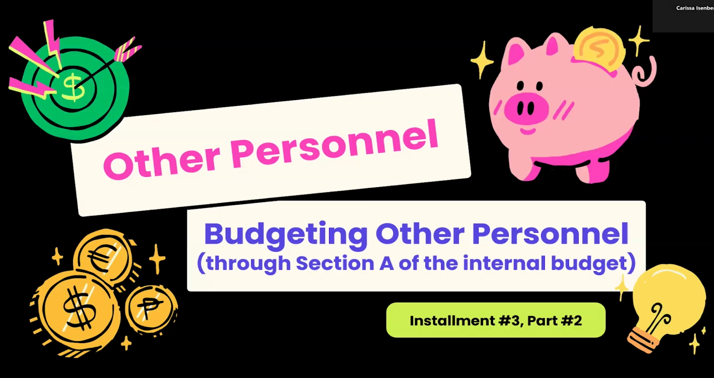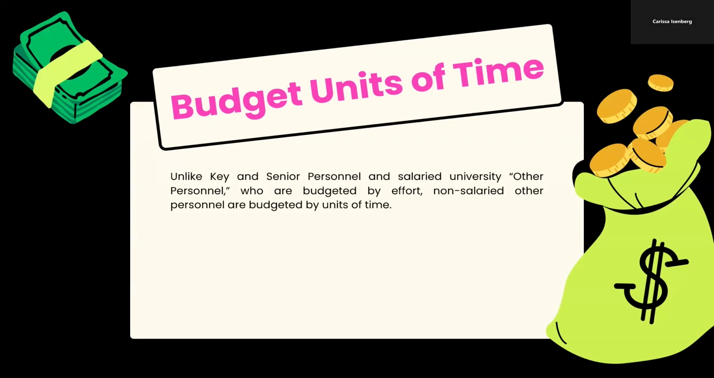This video is part 2 of our other personnel installment. In this video, in order to keep these videos bite-sized, we will cover budgeting other personnel through Section A of the internal budget. In the last installment, we covered how to budget for personnel that are salaried and have university effort that may take place over an inconsistent number of hours in a week or a day.